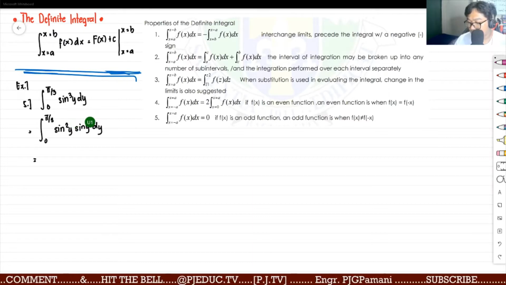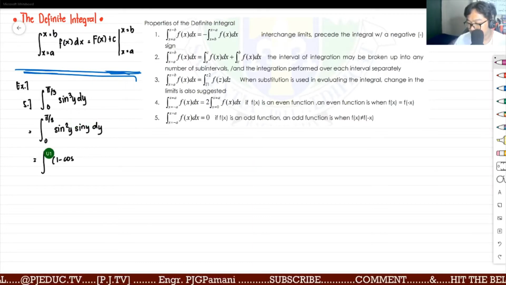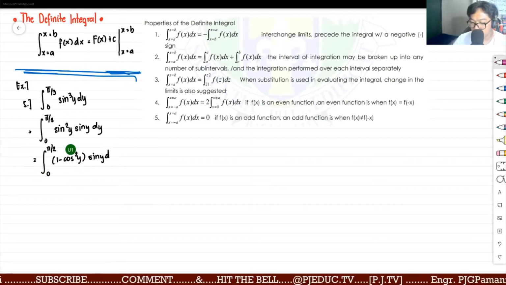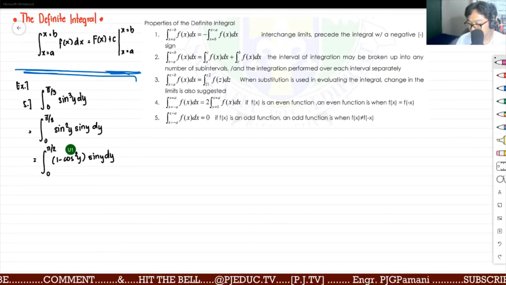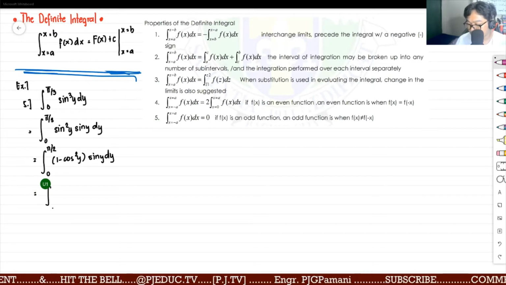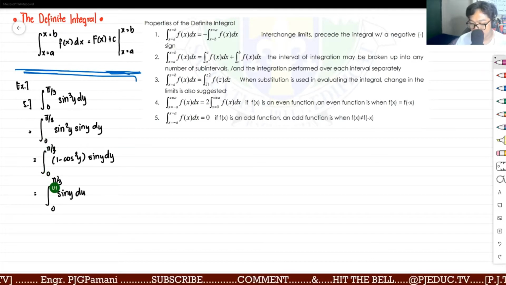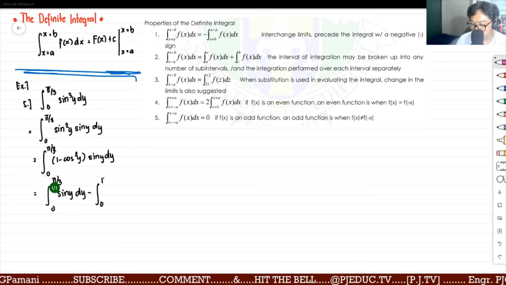What is the equivalent identity of sine squared? That is 1 minus cosine squared y times sine y dy. Distribute, or introduce our antiderivative integral sign: the integral from 0 to pi over 3 of sine y dy minus the integral from 0 to pi over 3 of cosine squared y times sine y dy.